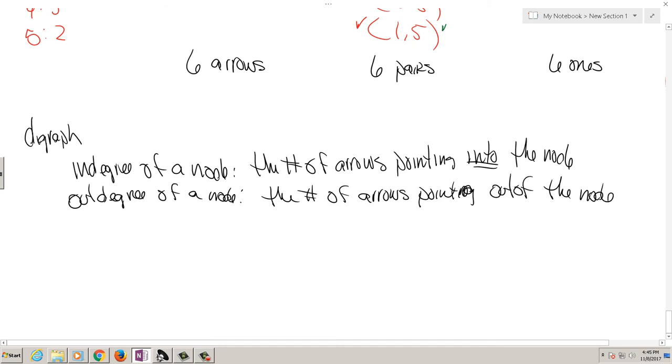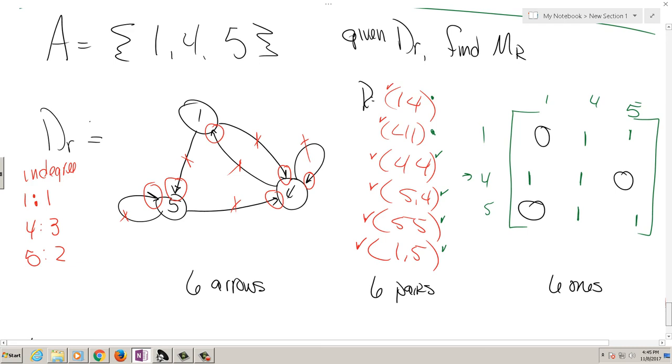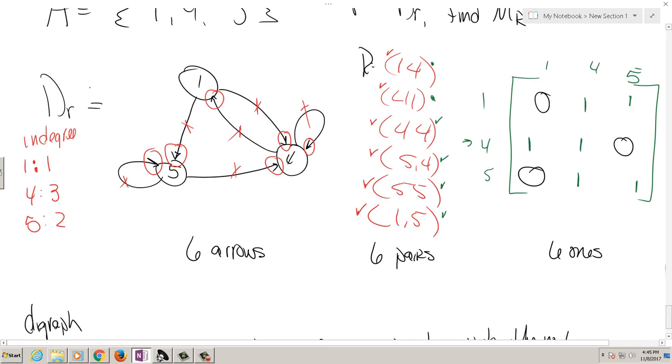The out degree is the number of arrows pointing out of a node. So let's come back here and let's see if we can find the out degree. I'll do it in a different color. Let's find the out degree of these individual nodes. We still have 1, 4, and 5. What is the out degree of 1? Well, now I see that there are 2 arrows coming out, so I'm going to say the out degree of node 1 is going to be 2.